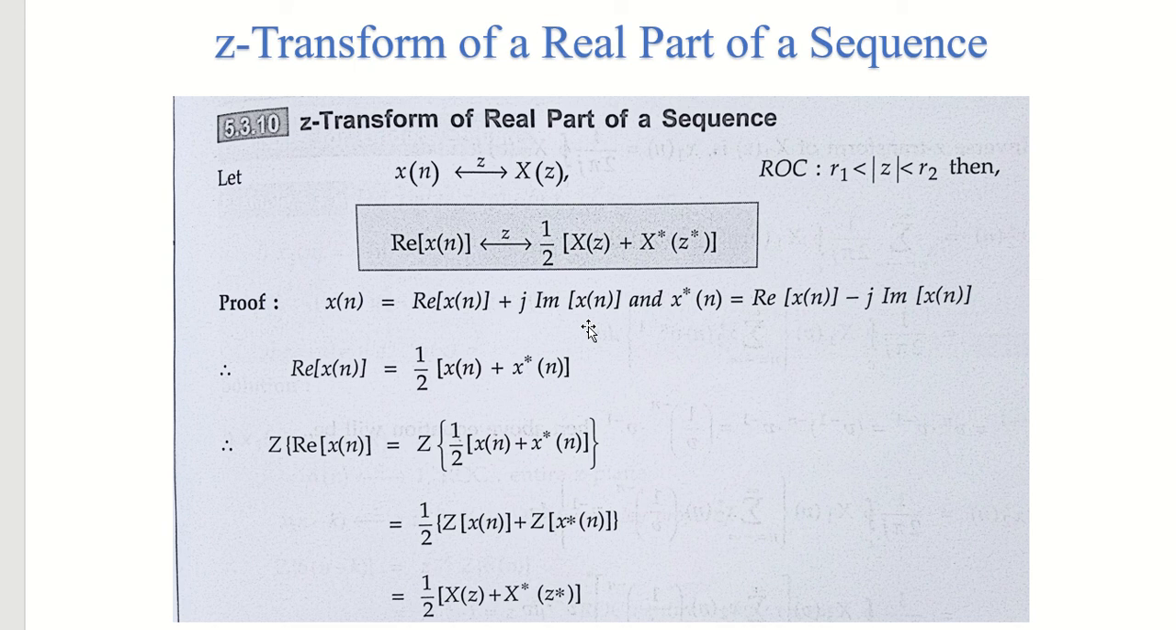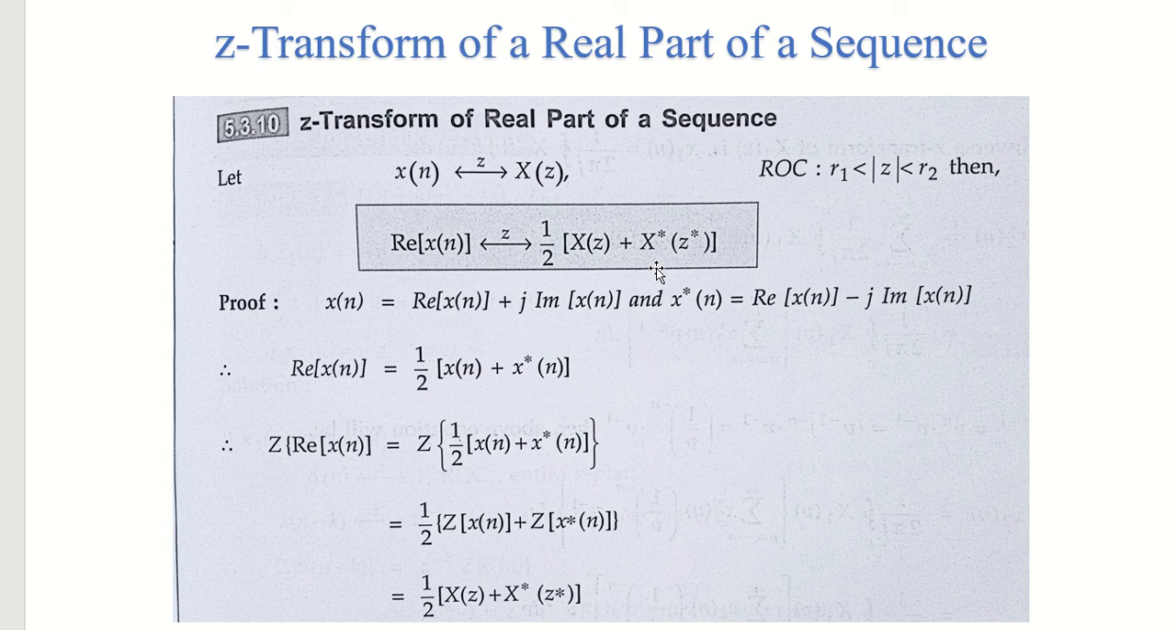Now who remembers the even and odd signals? What was the formula to find out the even component and odd component, right? If you remember, here you are having your answers. So when you take the Z transform of the real part of your complex sequence or complex signal, the Z transform will be 1 by 2 times x of z plus x conjugate of z conjugate.